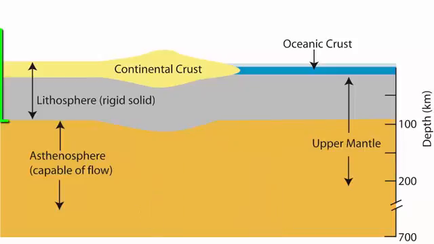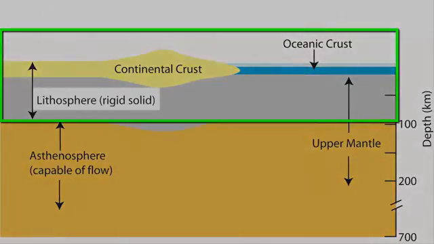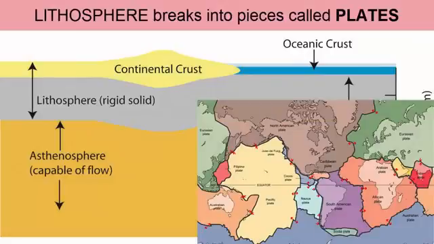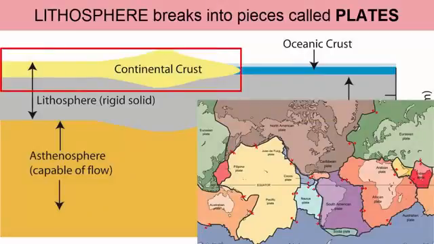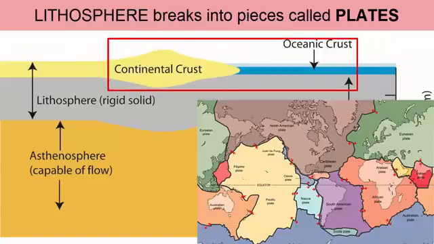The rest of the upper mantle, plus all of the crust, are fused together. We call that combination of crust plus upper mantle that sits above the asthenosphere the lithosphere. The lithosphere is broken up into pieces that we call plates. Some of the pieces contain continental crust, some ocean crust, and some contain both side by side.